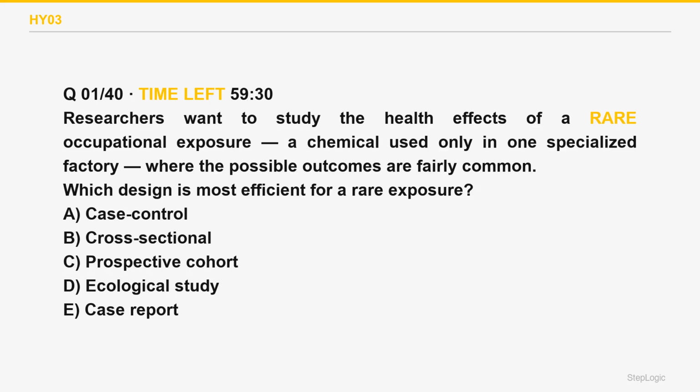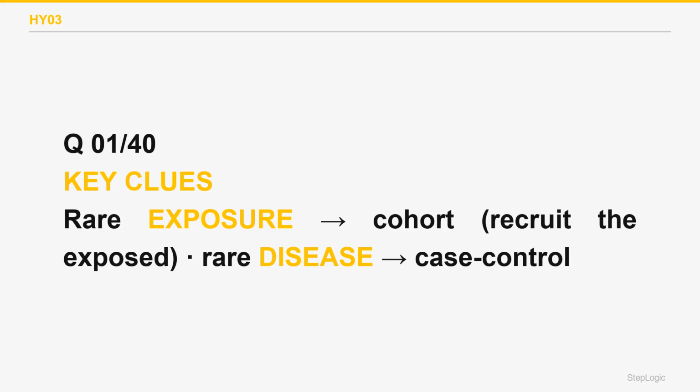Start with the exposed group and follow them forward. When the exposure is rare, a cohort is most efficient. You deliberately recruit the hard-to-find exposed group, the factory workers, plus an unexposed comparison, and follow both for the outcome. The mirror rule is that a rare disease favors a case-control study. Match the design to whichever is rare.